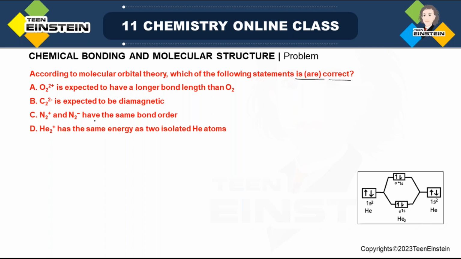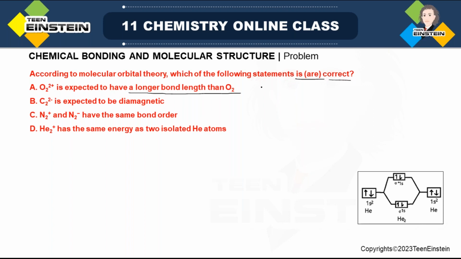O2 diagram we have already seen, and we also have an idea about O2. Sorry, O2 2 plus we haven't done. We have done O2 plus. But if you have understood O2 plus properly, O2 2 plus is not something new. That also you can do. So O2 2 plus is expected to have a longer bond length than O2.